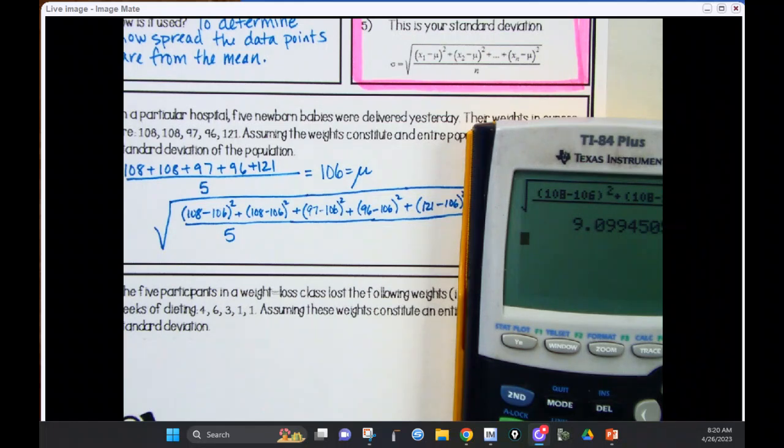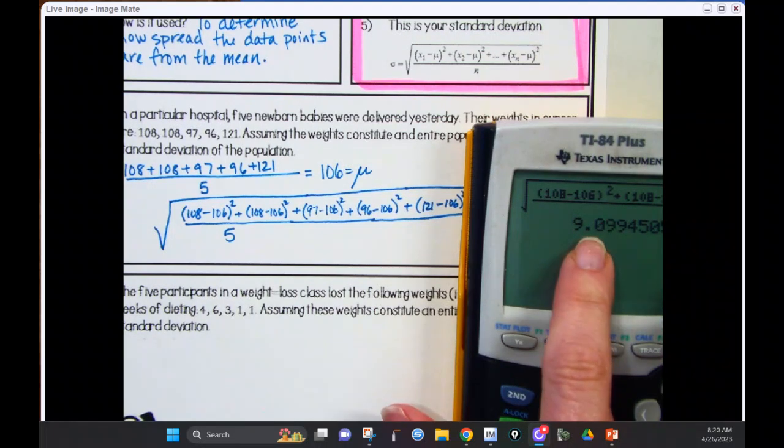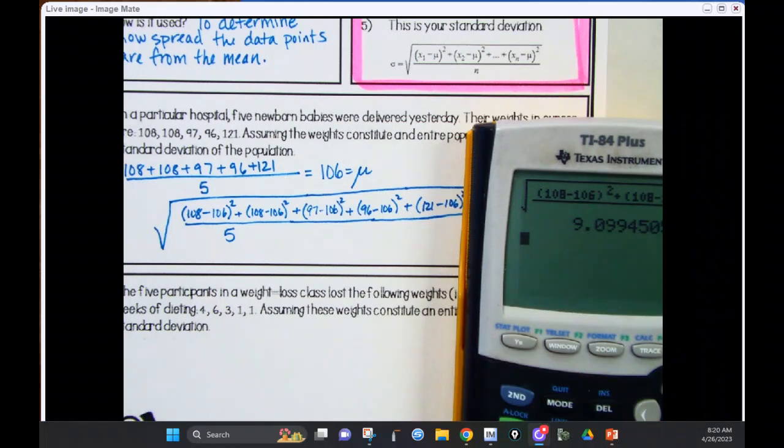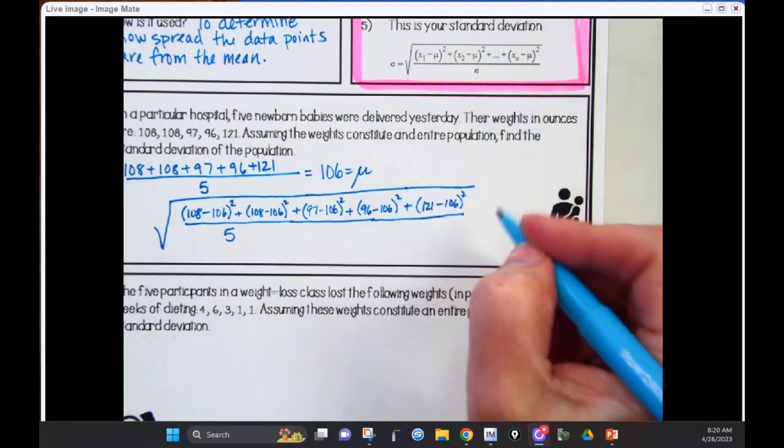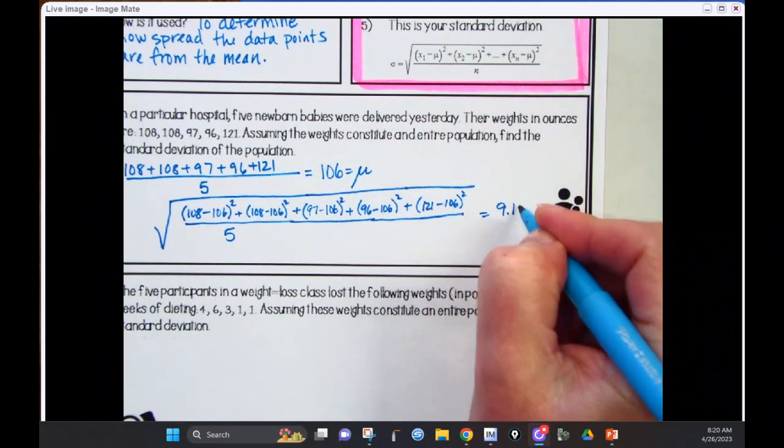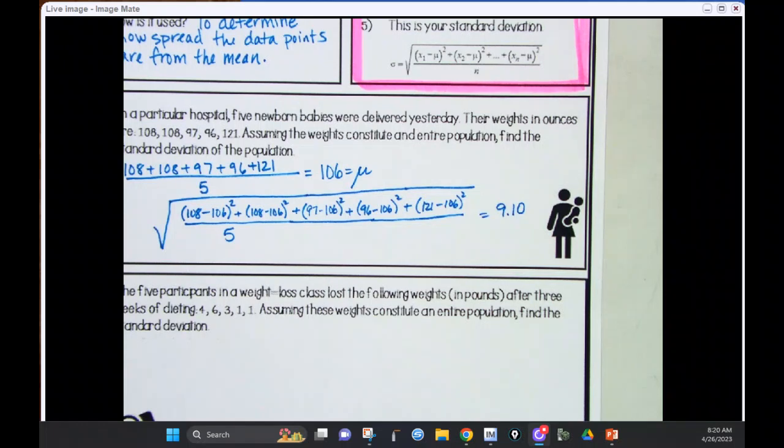All right, so I think Alex is going to have you round to the nearest hundredth. So in this case, it would be 9.10. You did not get that. 7.9. So obviously we just typed something wrong somewhere. We missed a number, we missed a sign. So that is going to be the hardest thing.